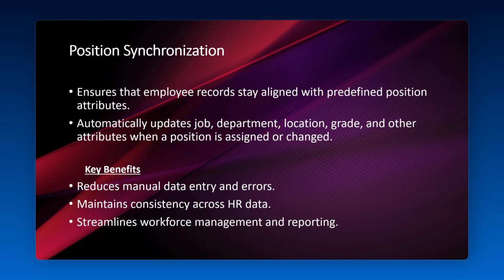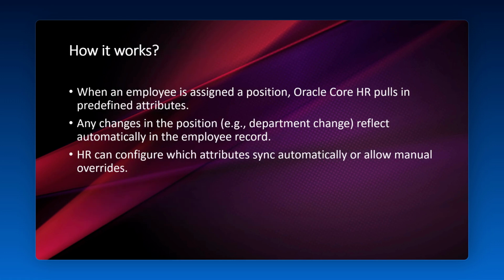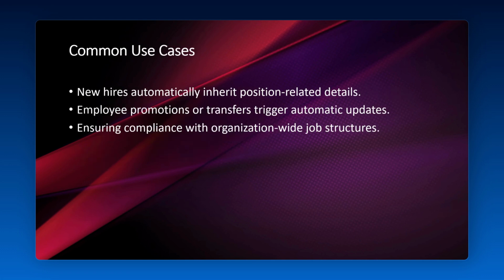Now, what are the key benefits? It significantly reduces manual data entry errors. When an employee is assigned to a position, Oracle Core HR pulls in predefined attributes automatically. Any changes made to the position will instantly reflect in the employee record. HR can configure which attributes sync automatically or allow for manual overrides when necessary.